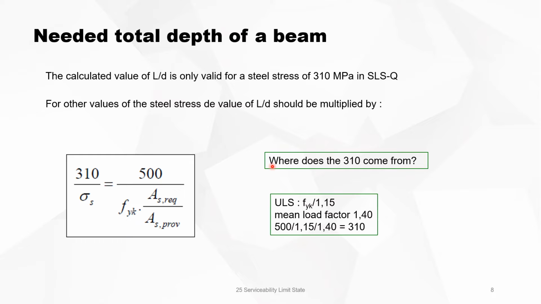Where does the 310 come from? Well, you can demonstrate it very easily. In ULS, the stress is fyk divided by 1.15. We have a mean load factor between 1.35 and 1.5, so say the mean load factor is 1.4. So it means 500, which is fyk, divided by 1.15 divided by 1.4 is 310 megapascal. That's all what this means.